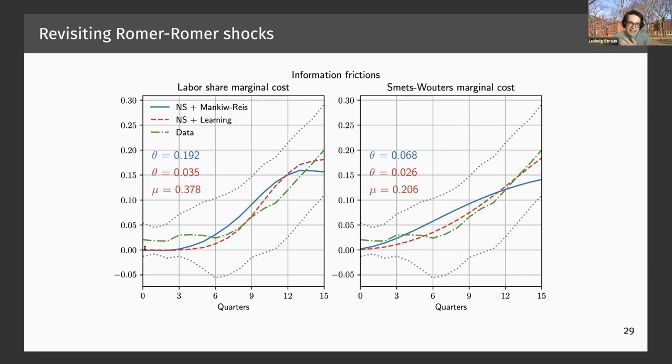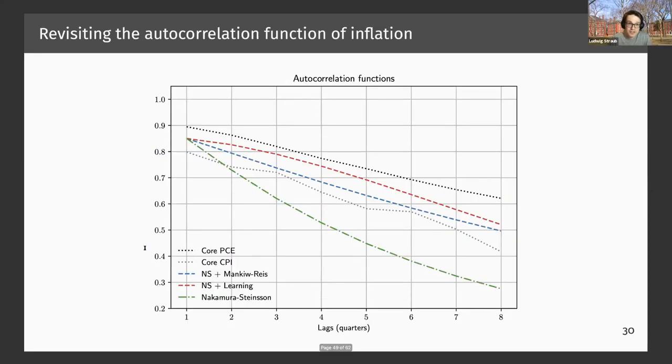And what we think is nice is that this model also does really well in matching the autocorrelation function that we've seen over time. So now the red and the blue model, as you can see, are well in between the autocorrelations that we get for inflation from the aggregate time series data.